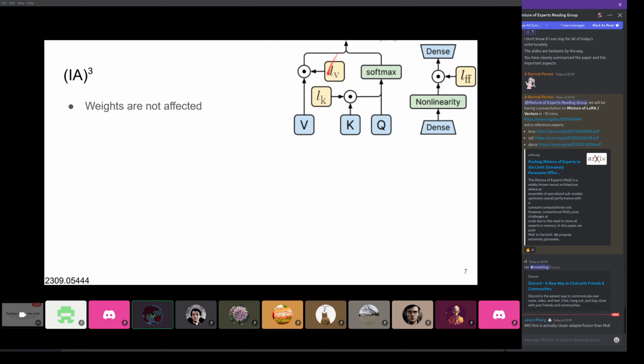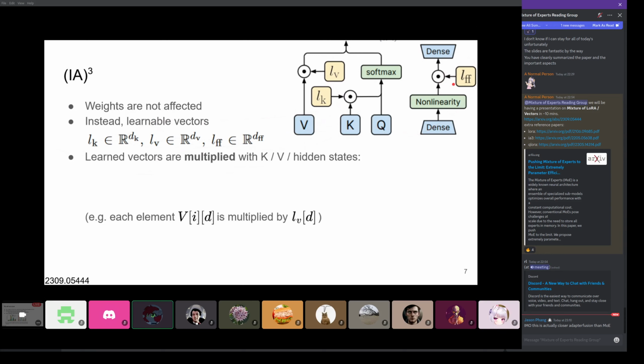What you do have is trainable input vectors, and all of these vectors are the same size as the hidden states that get passed around in the model, the intermediate values. So you have the query, the key, or the value in attention that get adjusted based on these learnable vectors, or the hidden state in the feed-forward layer, the llama MLP.